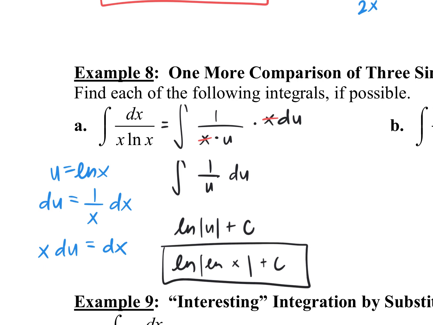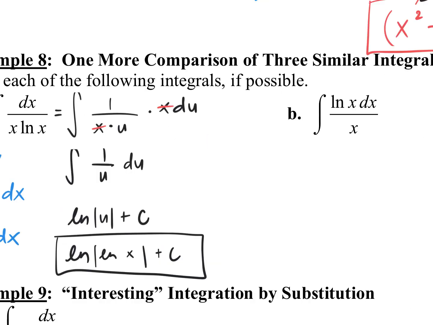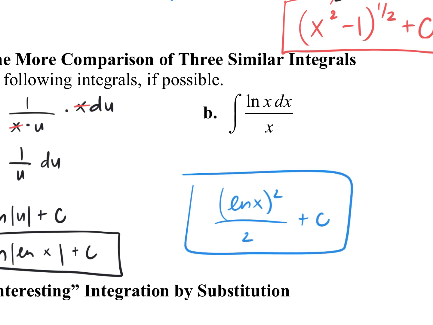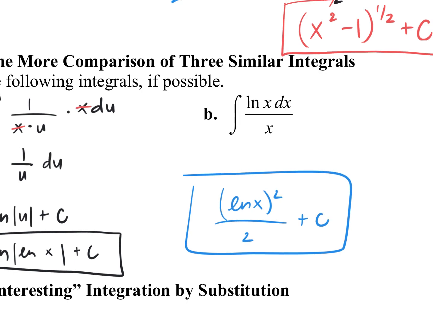All right, why don't you guys try letter B? Letter B is very similar. You're going to kind of have the same setup here. What are we going to let u equal? The natural log of x as well. And you're going to see you're going to get a different answer, okay? When we solve this, what was the answer? Let's see. The natural log of x squared divided by 2 plus c. Yes? Sweet.